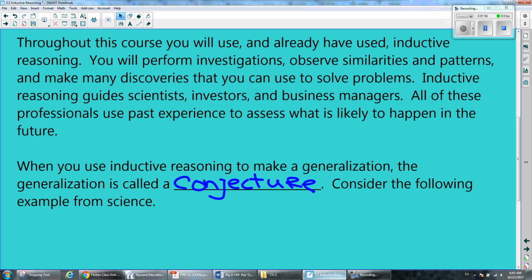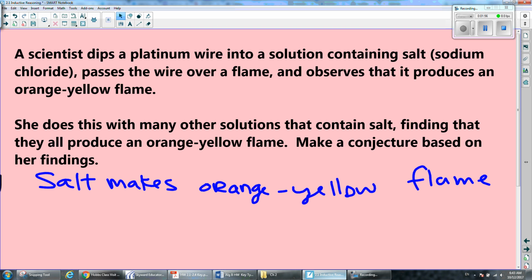So consider the following example from science. A scientist dips a platinum wire into a solution containing salt, or sodium chloride, then passes the wire over a flame and observes that it produces an orange-yellow flame. She does this with many other solutions that contain salt, finding that they all produce an orange-yellow flame. If we were to make a conjecture based on our findings, we could say that salt makes an orange-yellow flame. That's just a generalization we have observed.